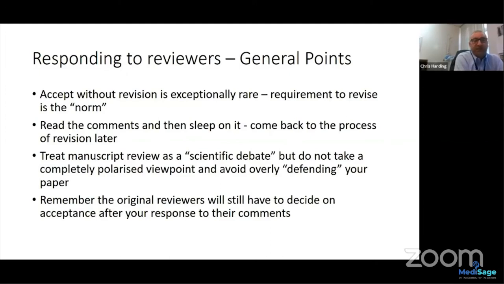It's good to have an attitude that this is a scientific debate between yourself and the reviewers, but you don't need to take a polarized viewpoint, and you shouldn't overly defend your paper, as that will only annoy the reviewers. And you have to remember that it's those reviewers that will still have to decide whether or not your review is suitable for acceptance and subsequent publication.